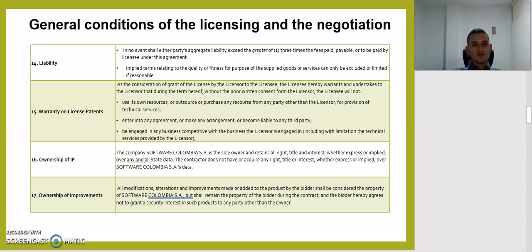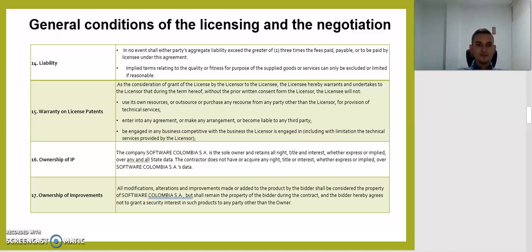Ownership of IP. The company Software Colombia S.A. is the sole owner and retains all right, title, and interest, whether expressed or implied, over any industrial property, and the contractor does not have or acquire any right, title, or interest.